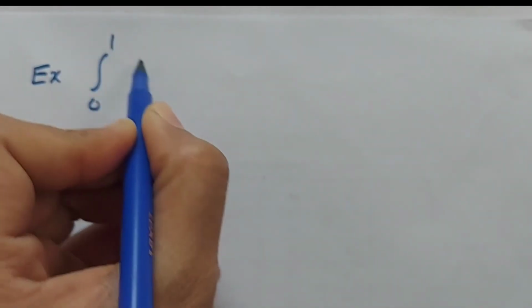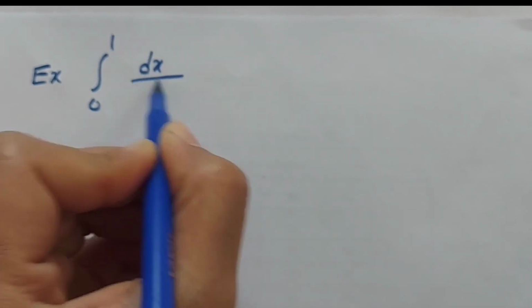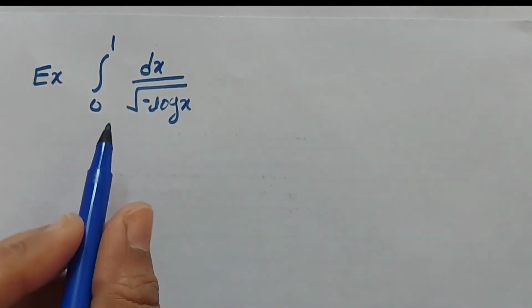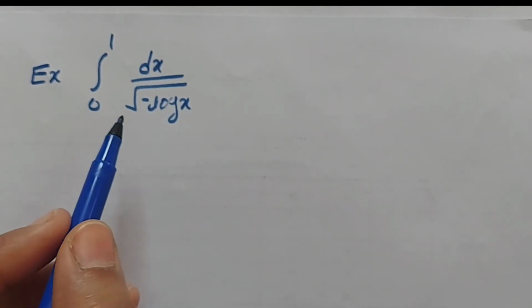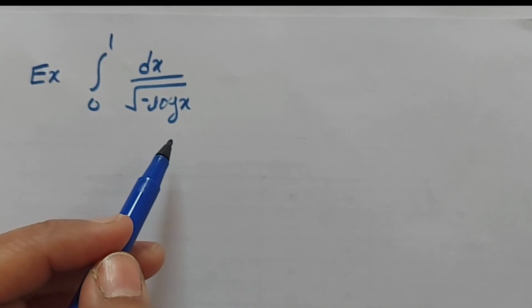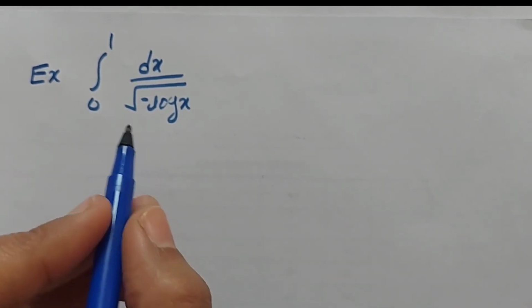In the same way we solve the next example. Suppose we take integral 0 to 1 dx divided by under root of minus log x. This is also the same kind of example as the one we just did. Without showing that, we have to directly solve this integral by the gamma function.